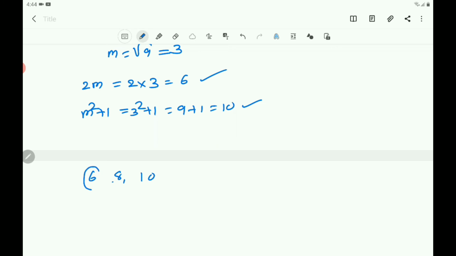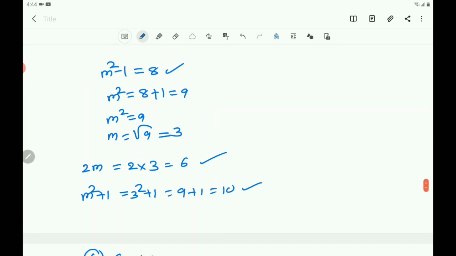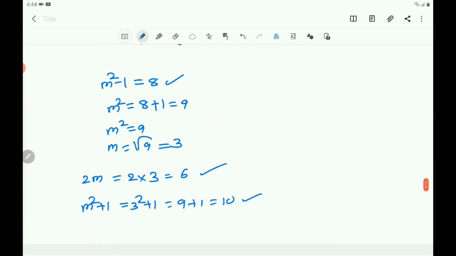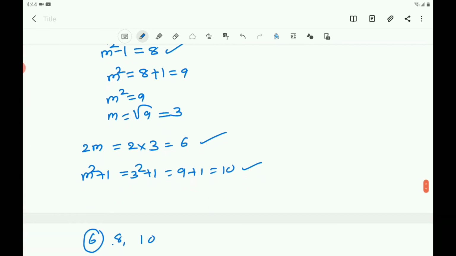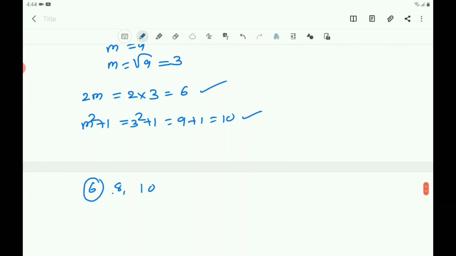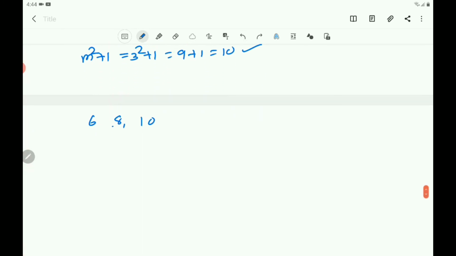But here you got a number which is less than 8 also. So here 8 is not the smallest number. This is a Pythagorean triplet, but 8 is not the smallest. Here the smallest is 6. So let us find one more triplet.